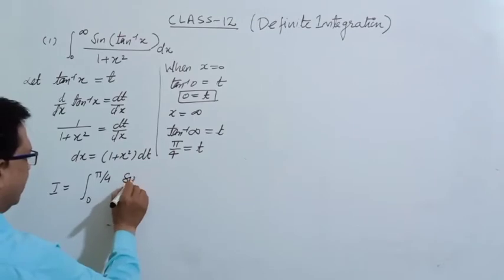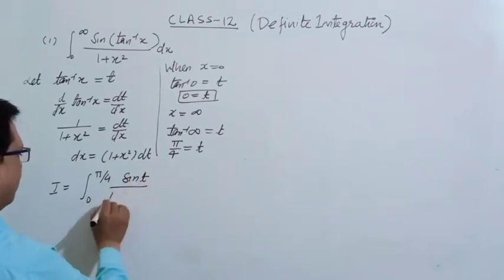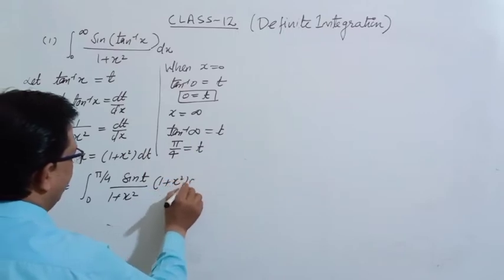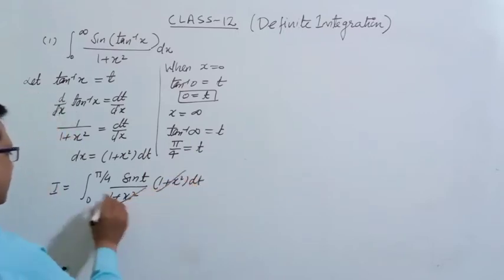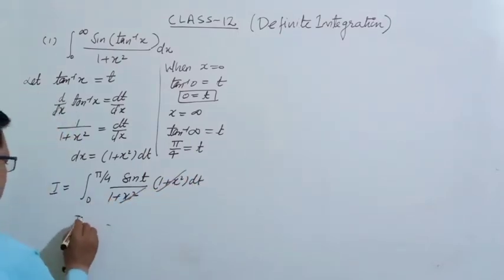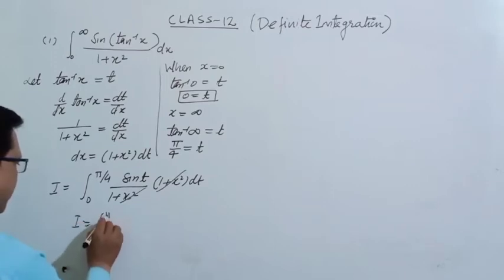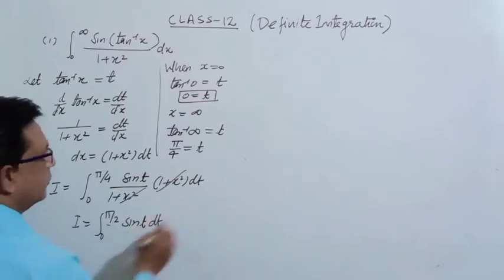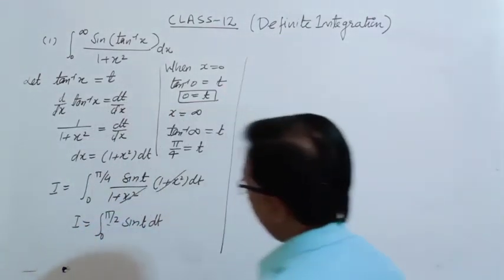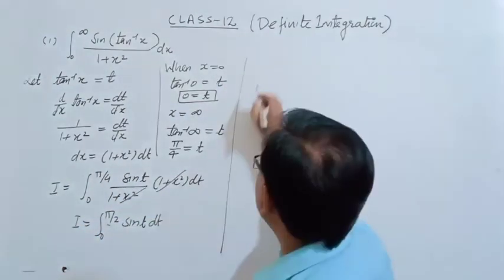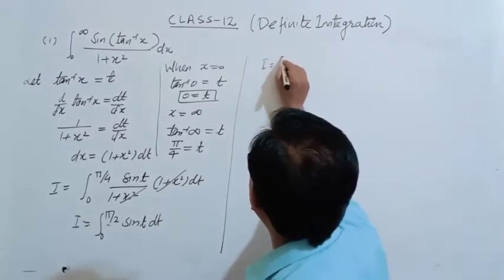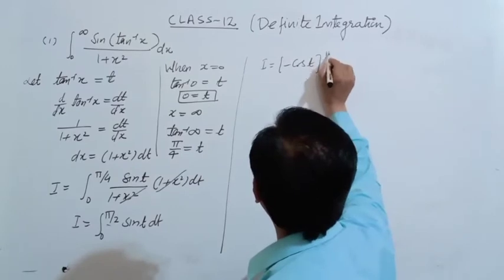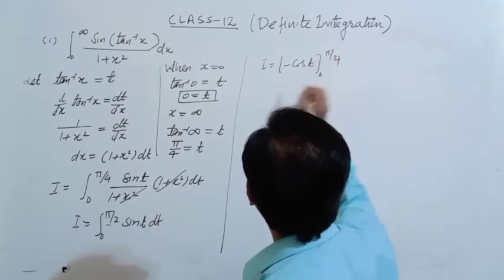This is sin t upon 1 plus x square, times 1 plus x square dt. Now this is cancelled out. So this is the integral from 0 to pi by 2 of sin t dt. Now student, everyone knows the integral of sin t is minus cos t. The limit is 0 to pi by 2.